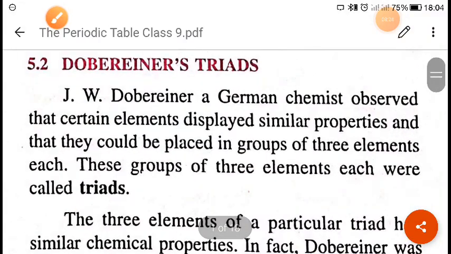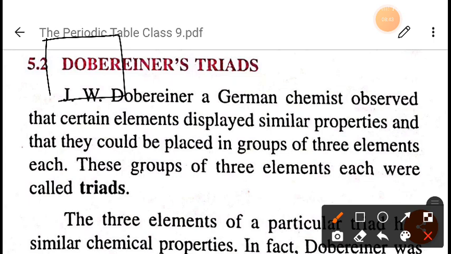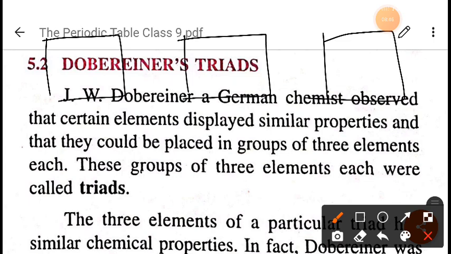The first classification was made by Dobereiner, J.W. Dobereiner. He was a German chemist, and what was his observation? I will give you a short explanation on that. Suppose there are three elements, 3, 2, and 1. According to Dobereiner's triad, the atomic mass of the middle element of the triad was approximately equal to the arithmetic mean of the atomic mass of the other two elements of that triad.